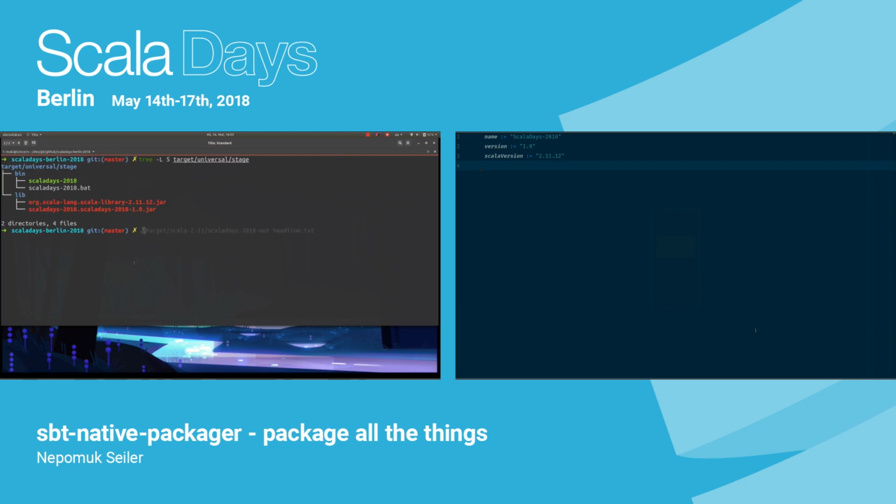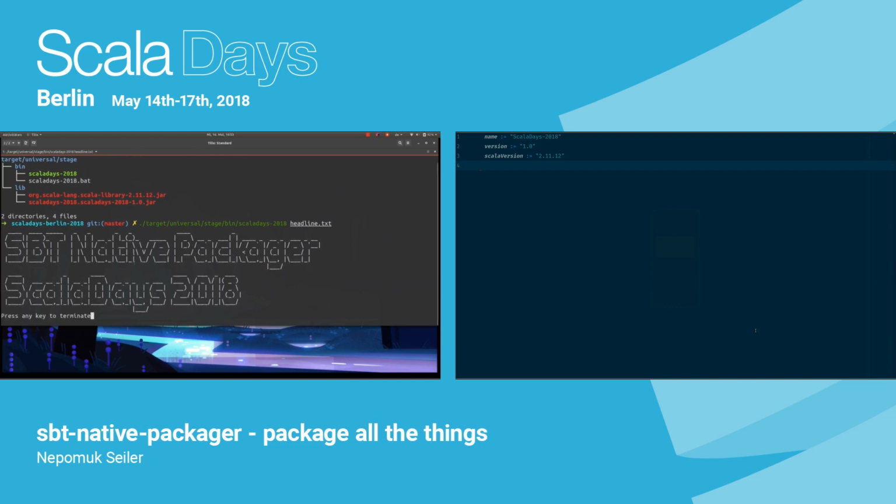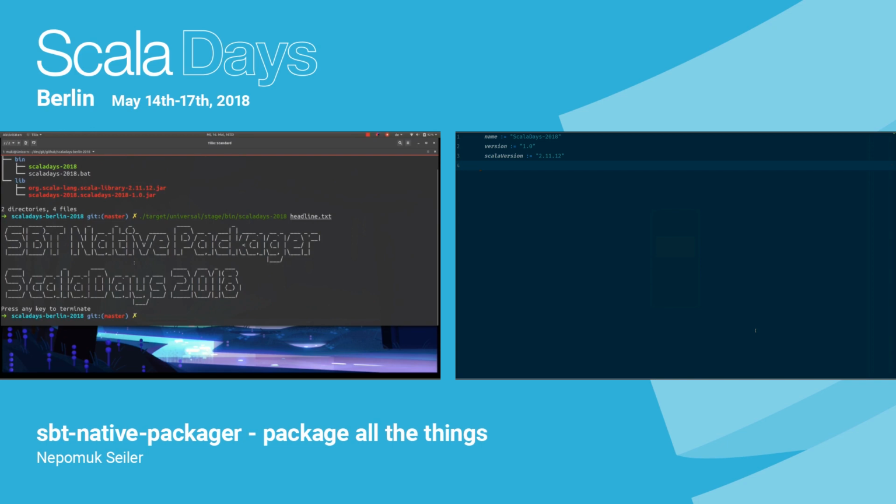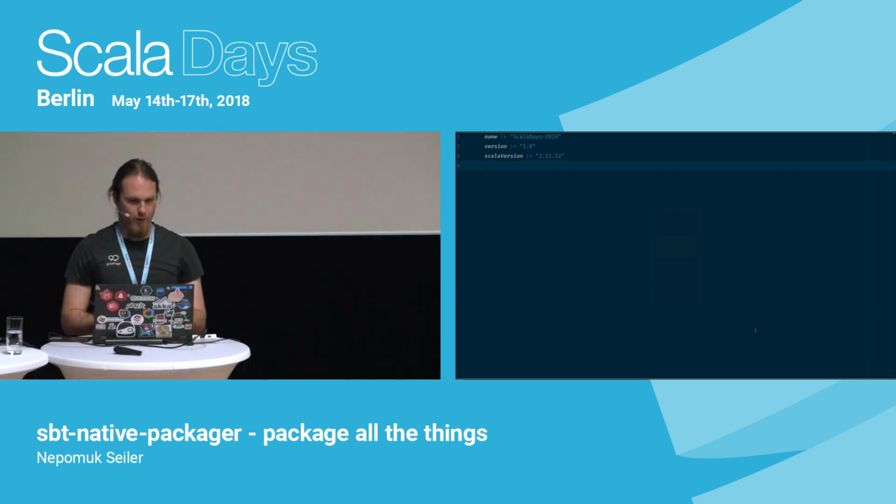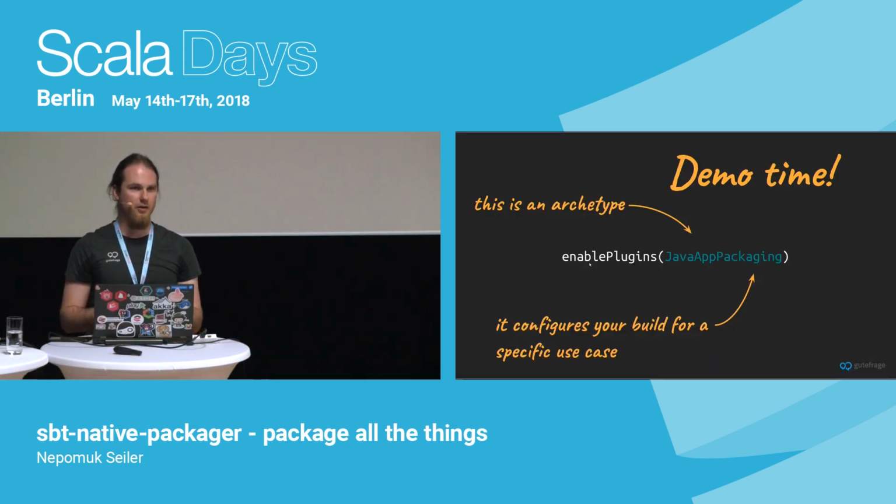And this is already working, so I can start this when I call universal stage bin Scala Days with a text file, and my application is executed. Okay, so this is the very first basic thing that SBT native-packager does for you. It creates a staging directory where you can do whatever you want with your final application that's runnable. Okay, so pretty simple. So it took us 1 line of SBT and 1 SBT command to get a directory with an executable distribution.